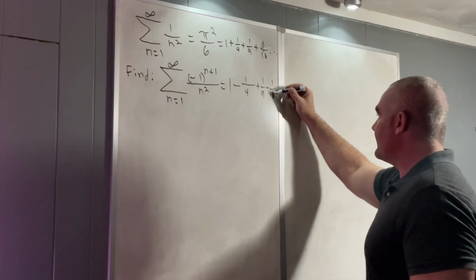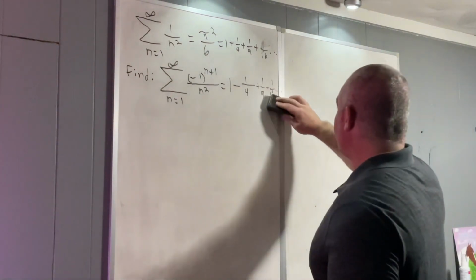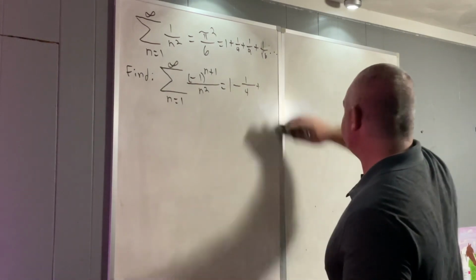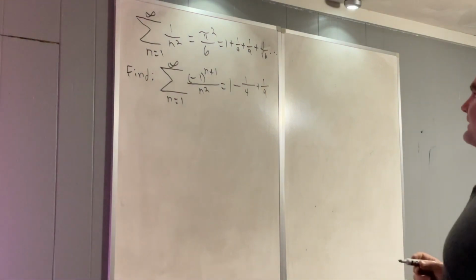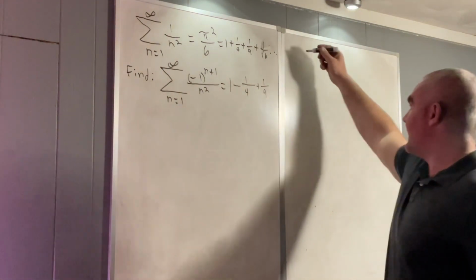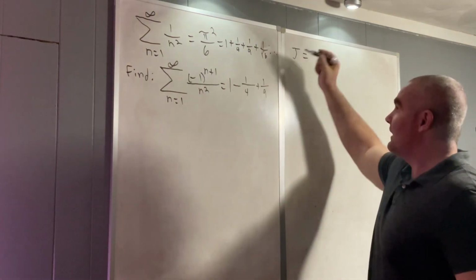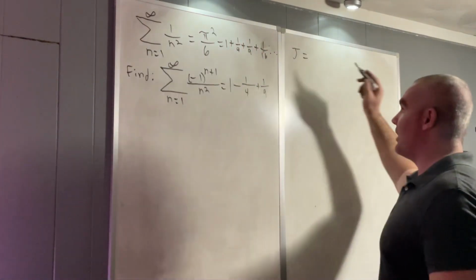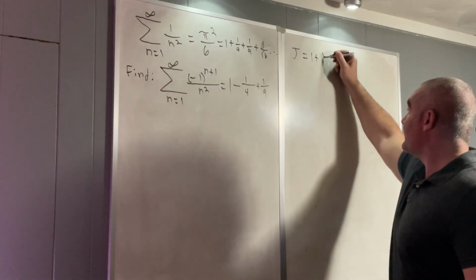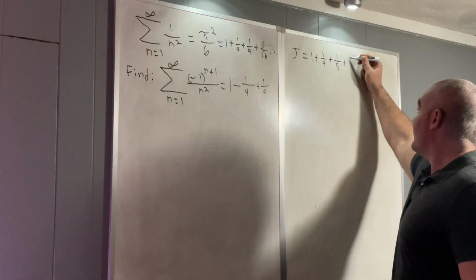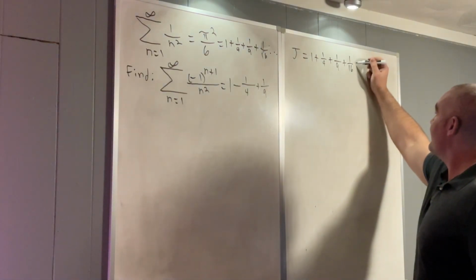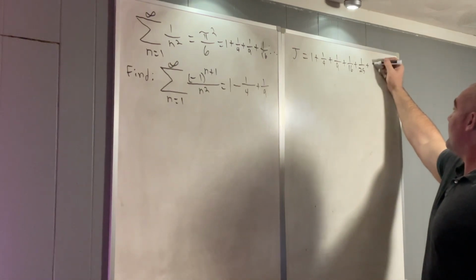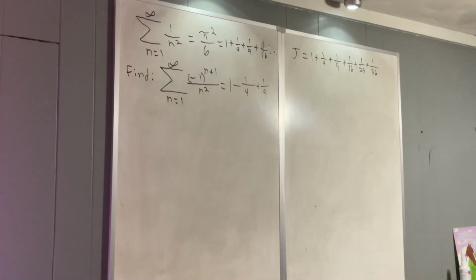Okay, so how are we going to find that? I've seen a bunch of proofs online that are pretty involved, but there's kind of an easy way to do this. So let's define this sum J, and we'll set it equal to our original problem, the Basel problem we did yesterday: 1 plus 1 fourth plus 1 ninth plus 1 sixteenth plus 1 25th plus 1 36th, and of course, on forever and ever.